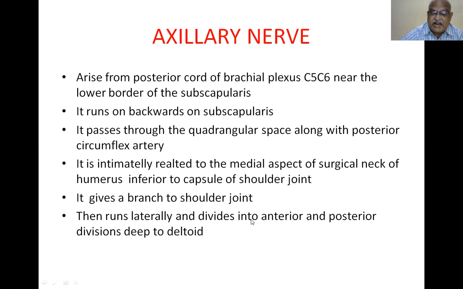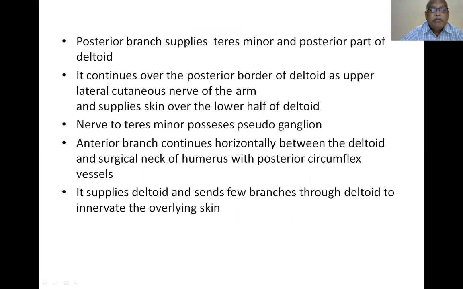Then it runs laterally and divides into anterior and posterior divisions deep to deltoid. Posterior branch supplies teres minor and posterior part of deltoid. It continues over the posterior border of deltoid as upper lateral cutaneous nerve of the arm and supplies the skin over the lower half of the deltoid. Now the nerve to teres minor possesses a pseudoganglion. Anterior branch continues horizontally between the deltoid and surgical neck of humerus with posterior circumflex humeral artery.